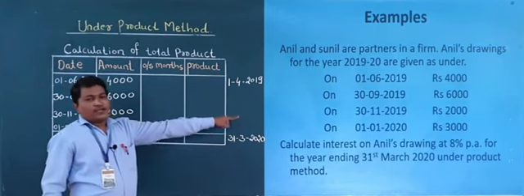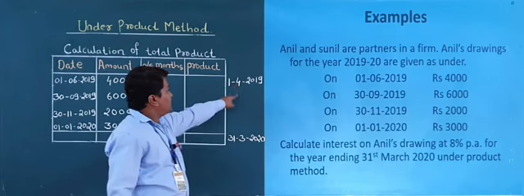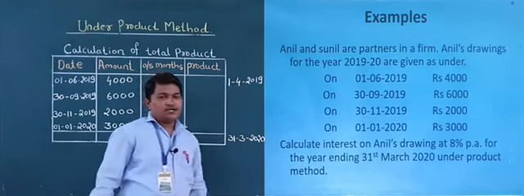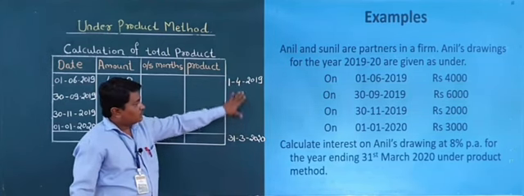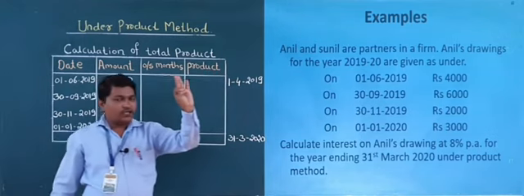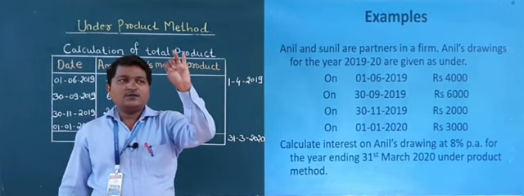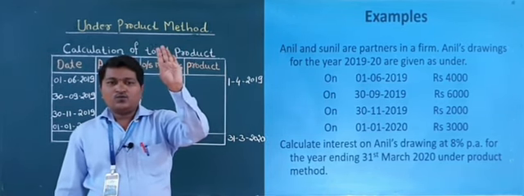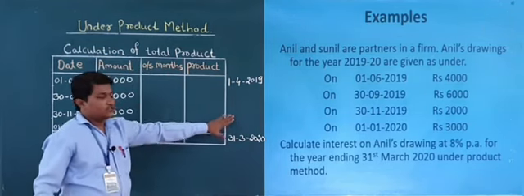This is our financial year, 1st April to 31st March. And during this year, there are 12 months. 12 months means it begins with 4, 5, 6, 7, 8, 9, 10, 11, 12, 1, 2, 3. These are the 12 months.